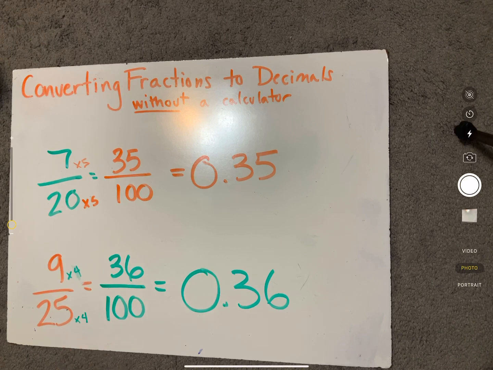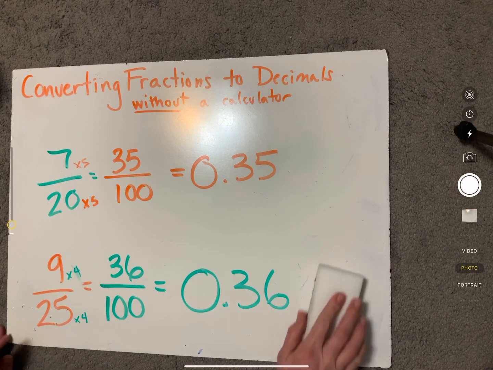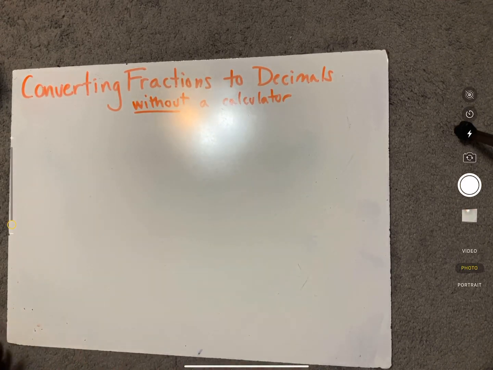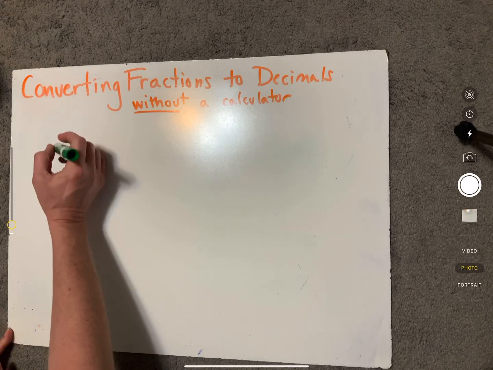This is how we're going to use our equivalent fraction knowledge to make a fraction into a decimal, so we don't even need a calculator. Our next lesson is going to be how to do this with a calculator, but for this, I don't want you using a calculator. I want you to use your knowledge of factors to help you make an equivalent fraction. Okay, let's do one more, and then we'll be done.